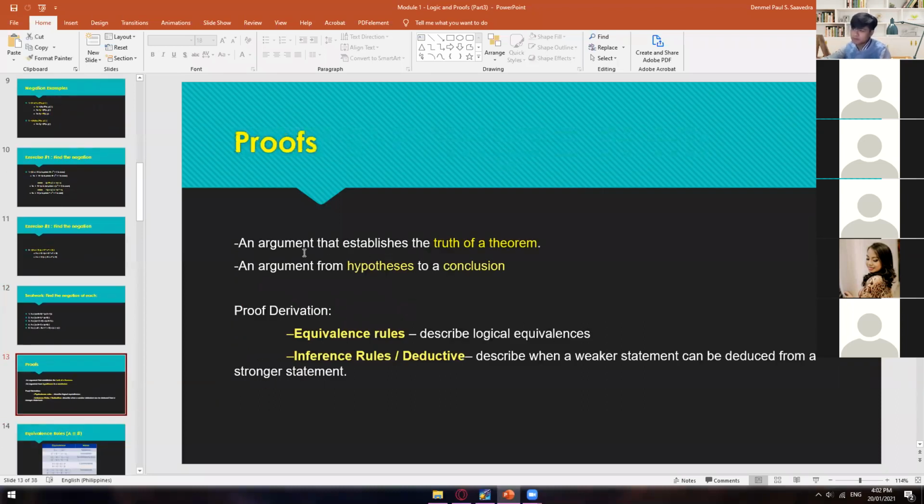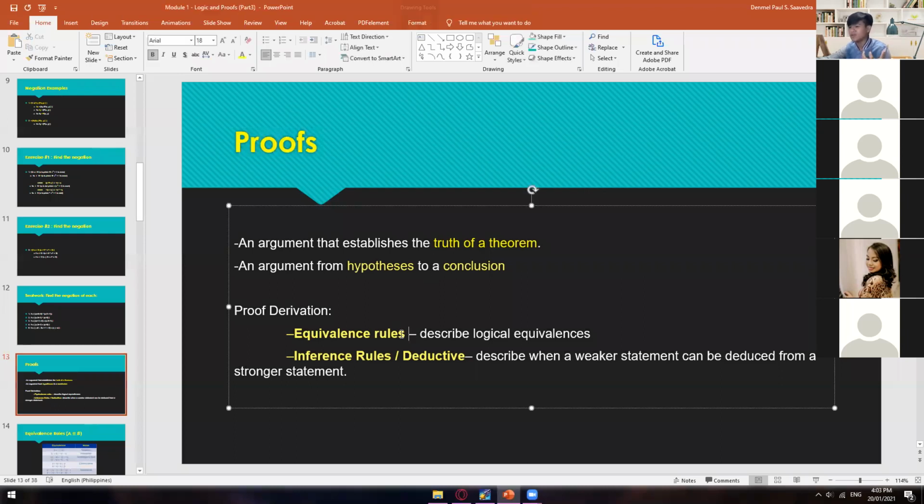Next, we have here proofs. So this one is actually an argument that establishes the truth of a theorem, which we have already done many times, for example using a truth table, or using equivalence rules, or even using inferencing rules or deductive. Okay, so in proofs, of course, there is always a hypothesis leading to a conclusion. That is why we call that one proofs.